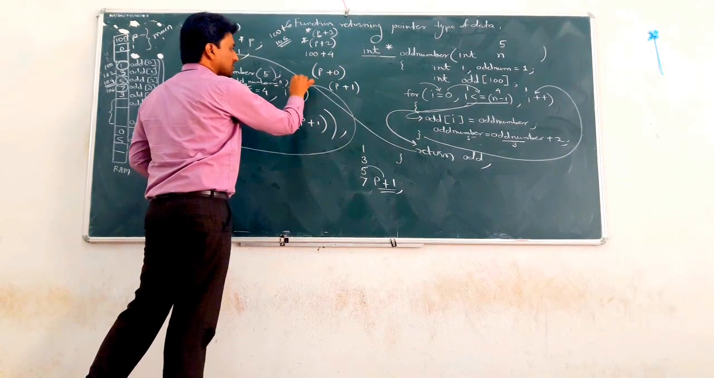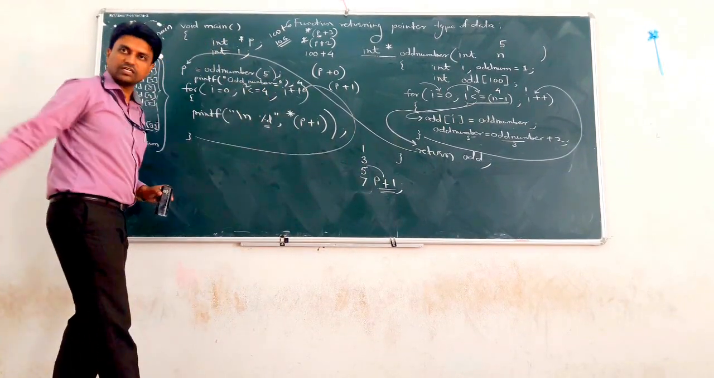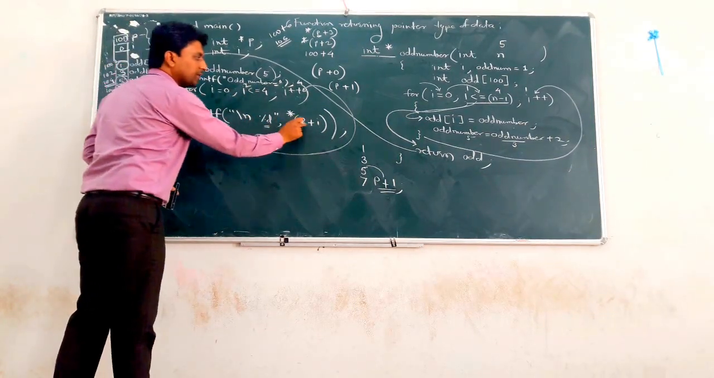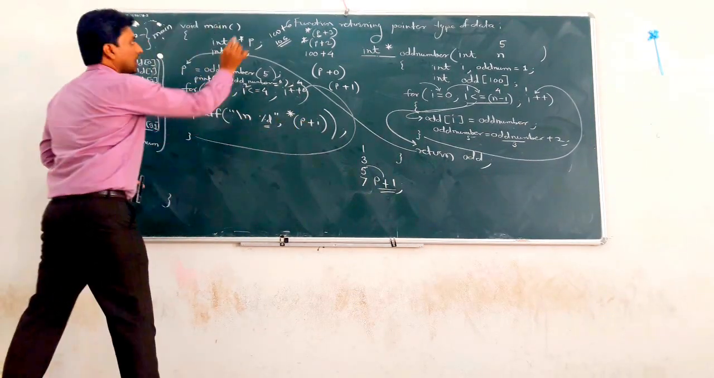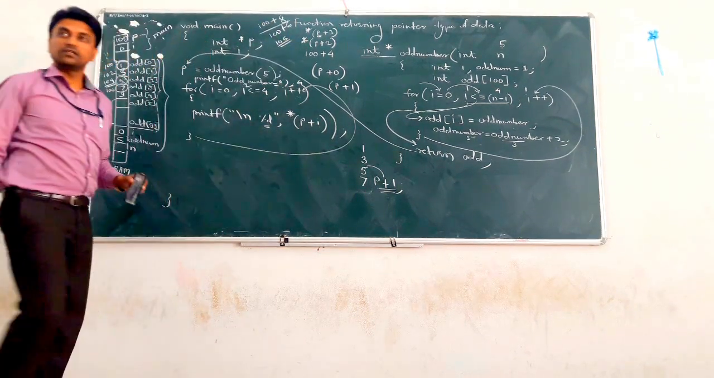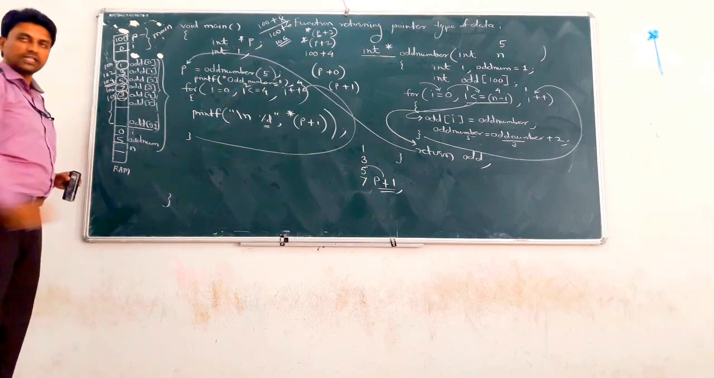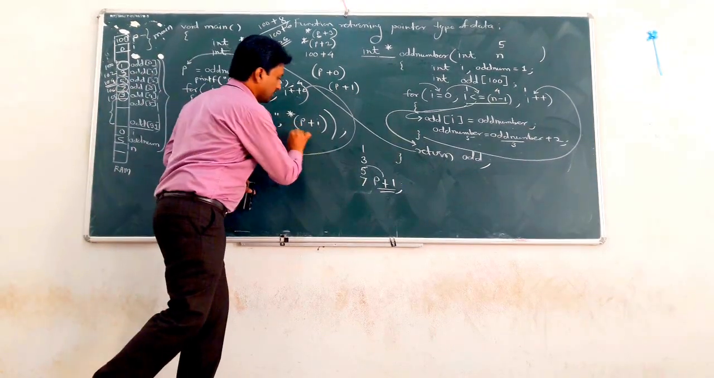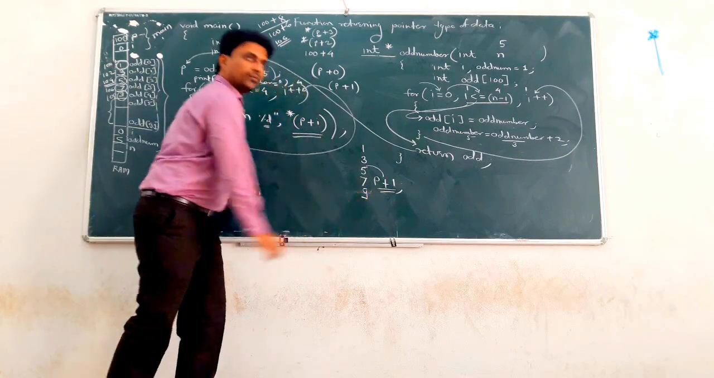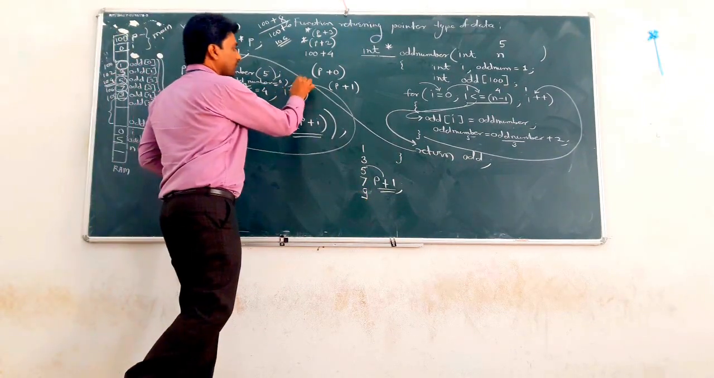After that I plus plus becomes 4. 4 less than or equal to 4, the condition is true. Next, P plus 4 means 100 plus 8 address, that is 108. What value is stored at 108? 9. So after that, the 9 value gets printed. After that I plus plus, now I becomes 5.